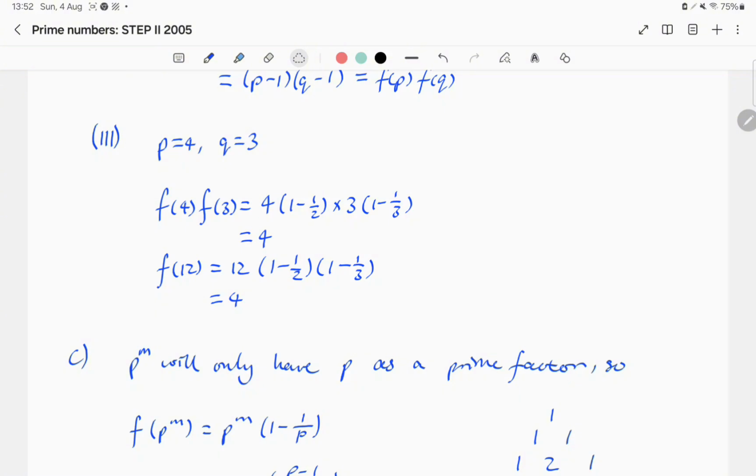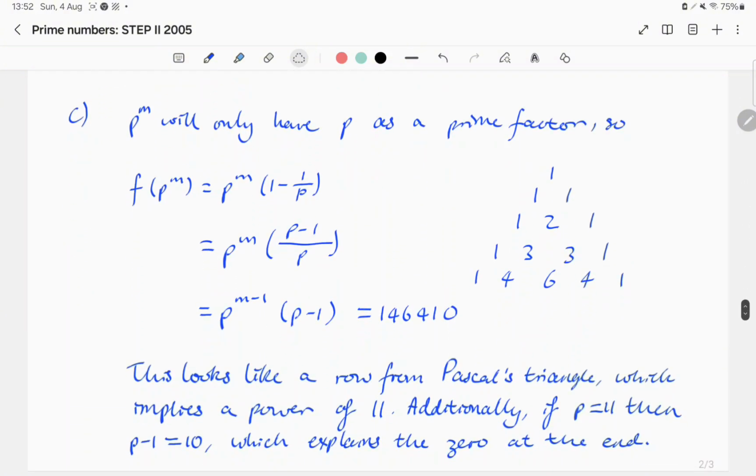Now, we'll finally move on to part C. So, here we'll notice that p to the m will only have p as a prime number factor. So f(p^m) is p^m (1 minus 1/p). This can simplify to p^(m-1)(p minus 1) equals 146410.